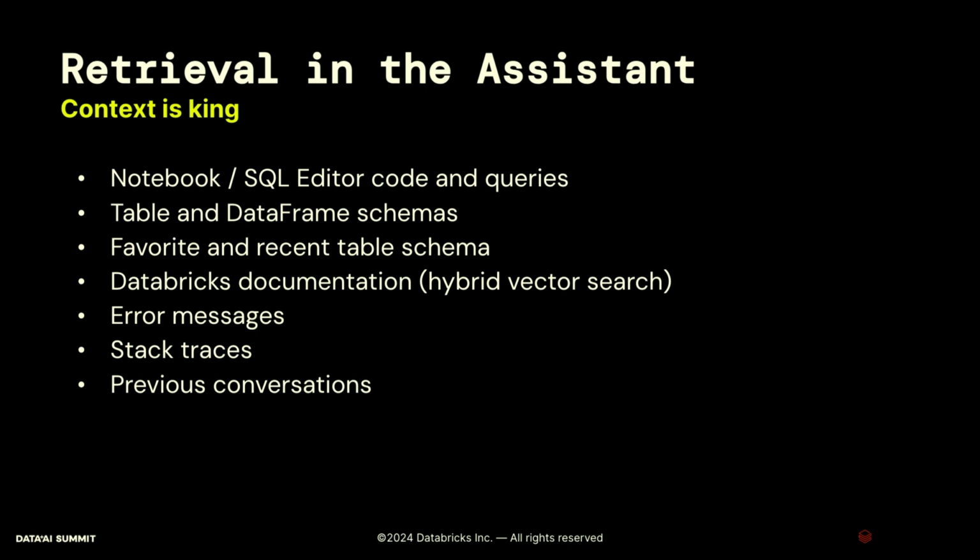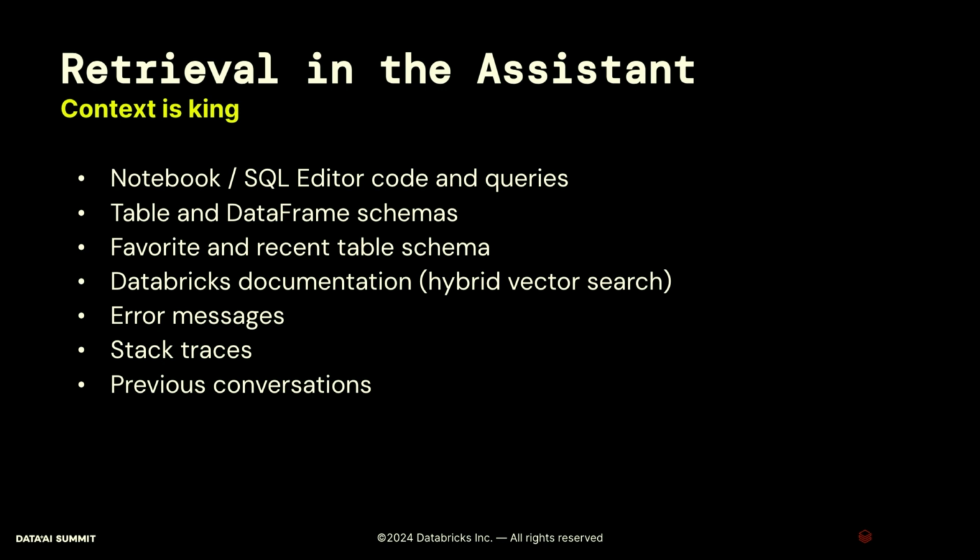The second is when you're actually using the assistant in practice. A lot of context, and I say context is king, it really is. Like when you're in the moment, when you're in a notebook cell, we need to make sure that that information is sent to the LLM as prompts so that we can return the right answers. And we use not just the code that you're writing, we use a bunch of other metadata, and this is part of the signals that we take in for Databricks IQ. We have table and data frame schemas. We have recents and favorites, error matches, stack traces. We even have built a hybrid vector search capability for Databricks documentation.